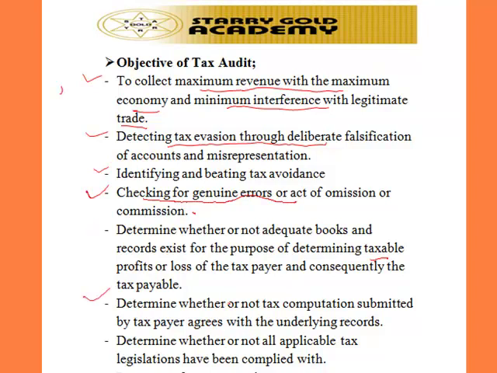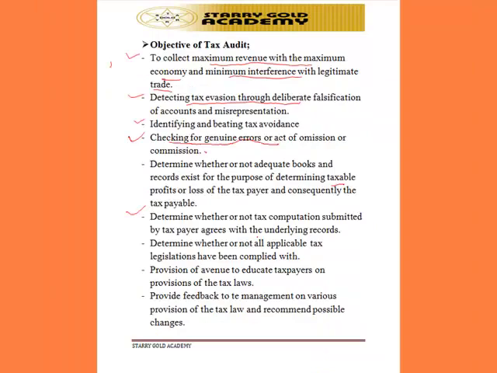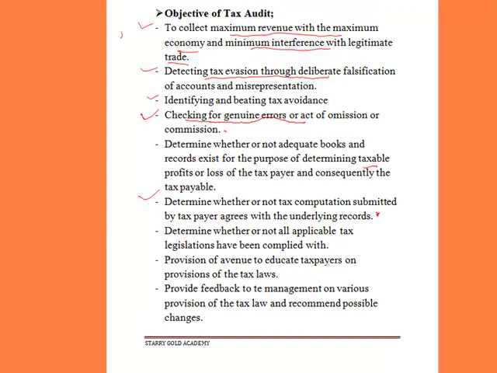The next point is to determine whether or not tax computation submitted by taxpayers agrees with the underlying record. It follows from the first explanation I made as well. Another objective is to determine whether or not all applicable tax legislations have been complied with. Provision of avenue to educate the taxpayers on provisions of the tax laws.